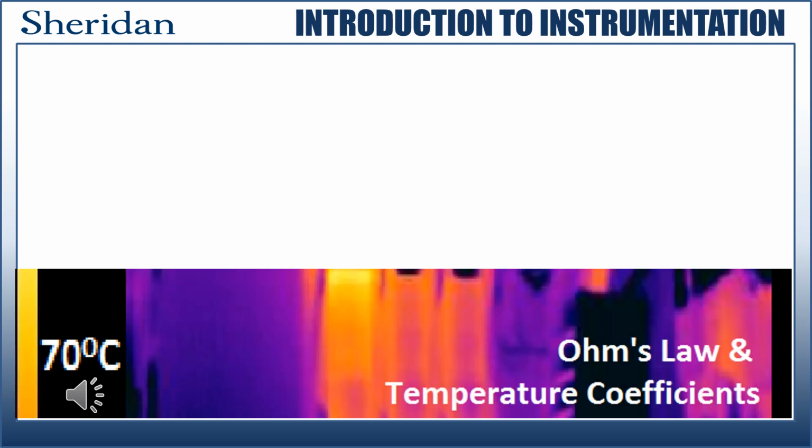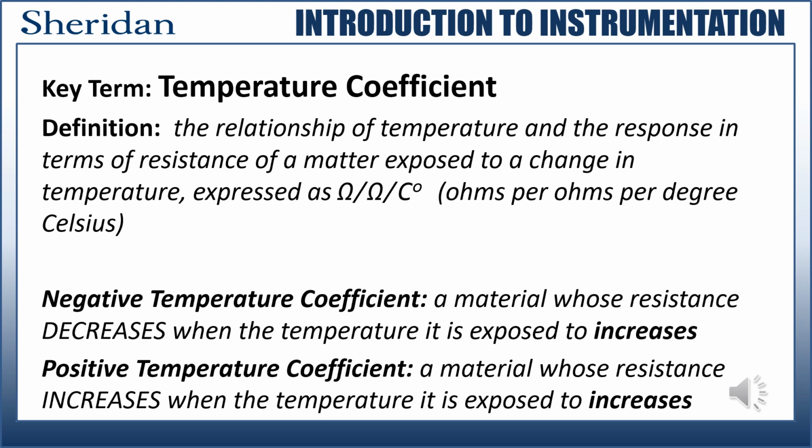Let's begin by reviewing Ohm's Law and discussing the impact to Ohm's Law caused by temperature coefficients. A temperature coefficient is a relationship in response, in terms of resistance, of a matter exposed to a change in temperature, expressed as ohms per ohm per degree Celsius. Simply put, how does the resistance of a material change when the temperature goes up or down?